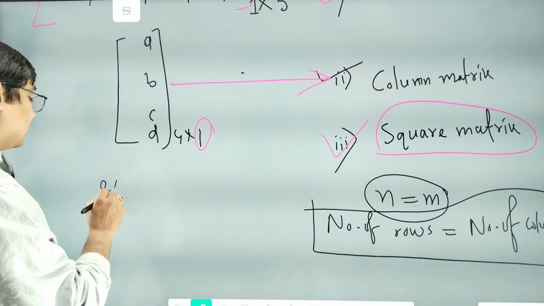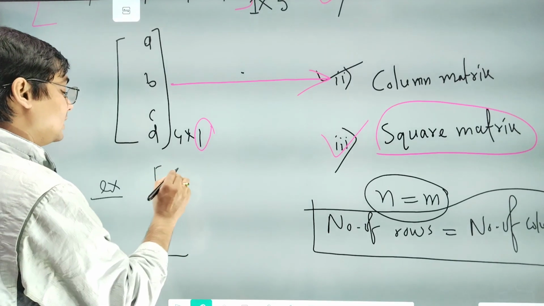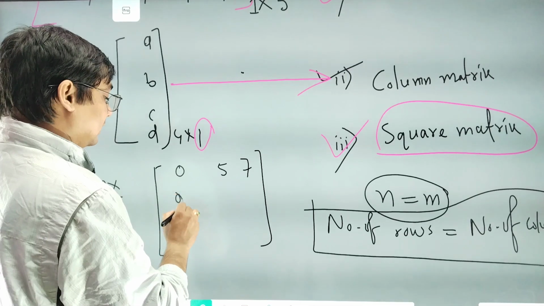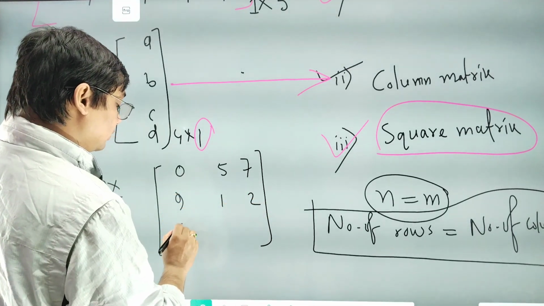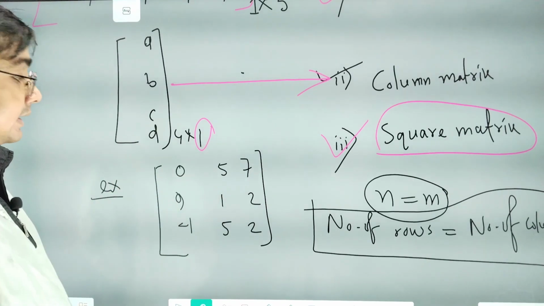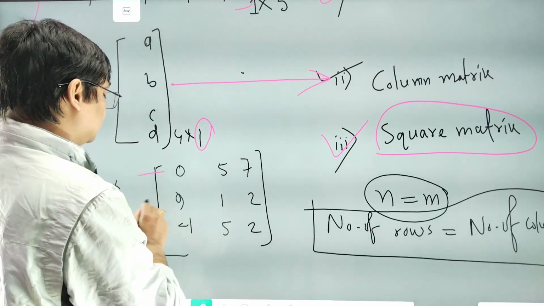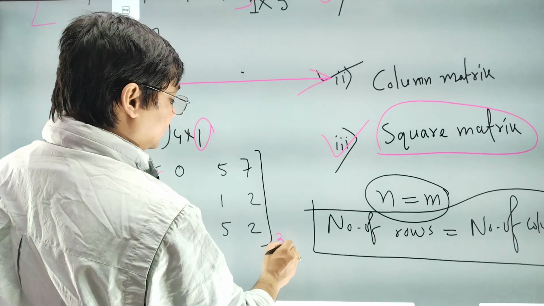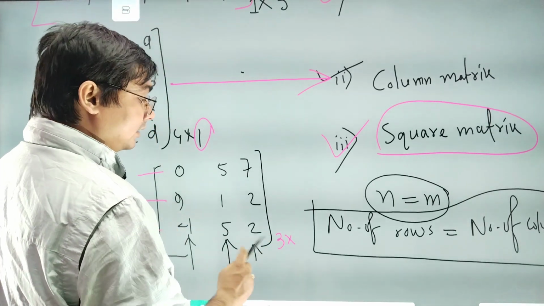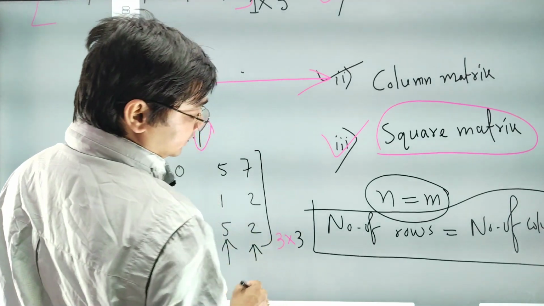For example, if we consider this matrix, yes, suppose 0, 5, 7, 9, 1, 2, minus 1, 5, 2. So you see how many rows are there? There are 3 rows, 1, 2, 3. So 3 rows are there. How many columns are there? You see 1, 2, 3. There are 3 columns also. So 3 by 3.